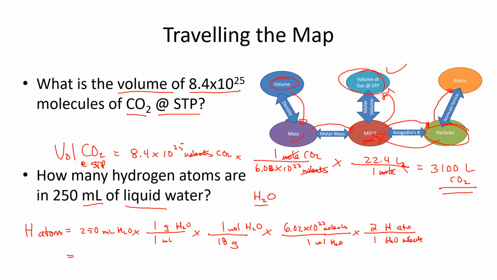And if we put that all into our calculator, all the units should cancel out. Milliliters, milliliters, grams, grams, moles, moles, molecules, molecules. We're left with atoms. Crowd goes wild. 250 divided by 18 times 6.02 times 10 to the 23rd times 2 equals 1.7 times 10 to the 25 hydrogen atoms. Okay, we'll talk to you soon.